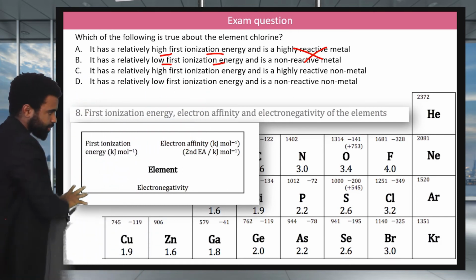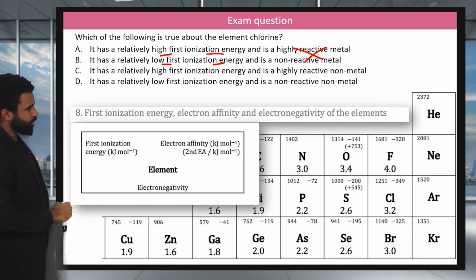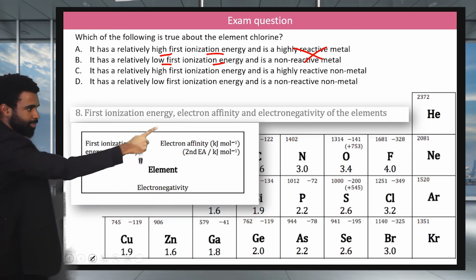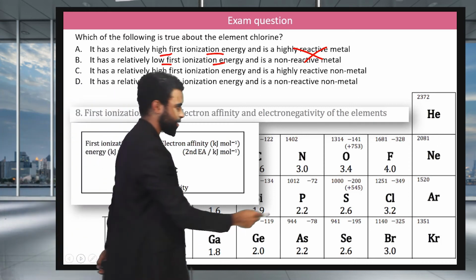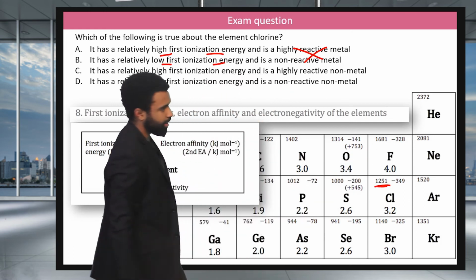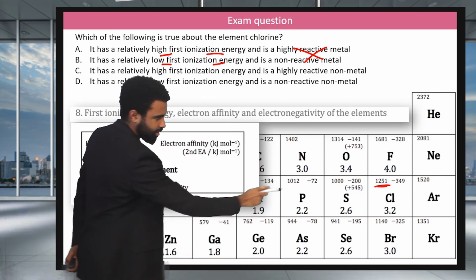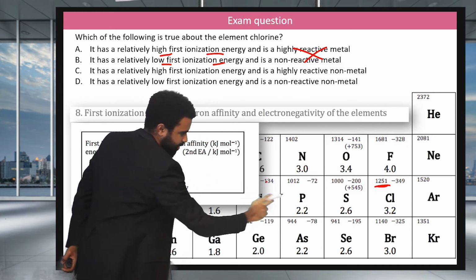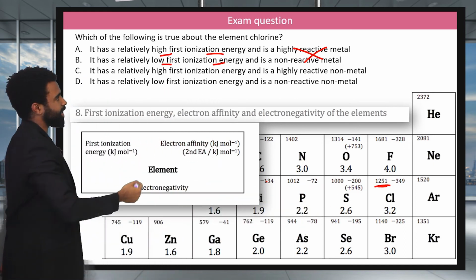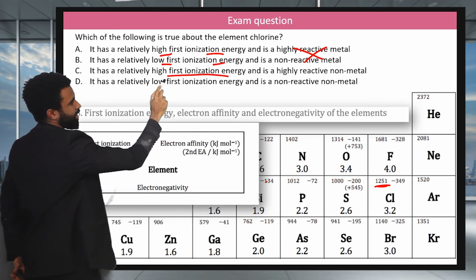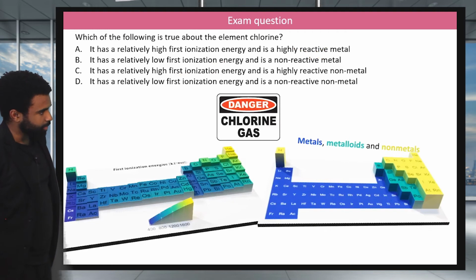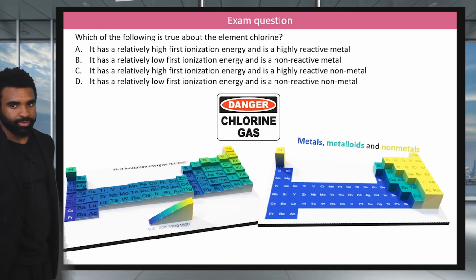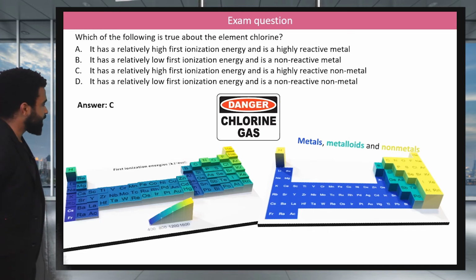And then the question is, does it have a high or a low first IE? Well, you can look at your data booklet. So I've given you a section here of the data booklet, section 8. At the top left, you can see the first IE of each element. And we can see that chlorine here has a 1251 kilojoules per mole first IE. And you can see relative to many of the other ones here, that's relatively high. So it has a relatively high first IE. And that makes it a highly reactive non-metal. So our answer there should be C. And there, I guess, is a clue that I should have given you before I gave you the answer.